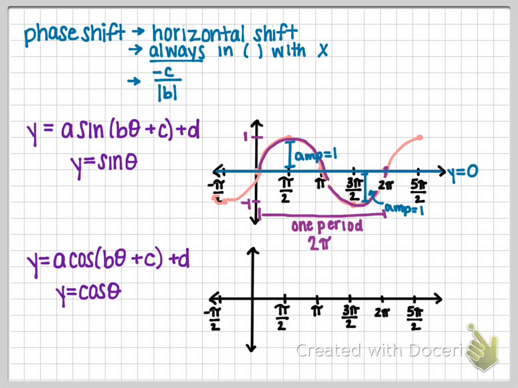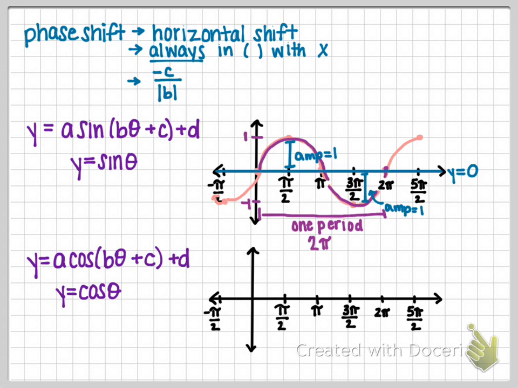My B value in sine of theta, well, there's no number in front of theta, so my B value is 1. So that means if I take 2 pi over 1, or 2 pi over B, the period will be 2 pi. C was 0, so we didn't get shifted left or right at all. And D was 0, so we didn't get shifted up or down at all.